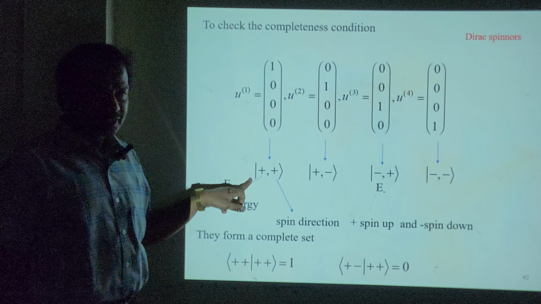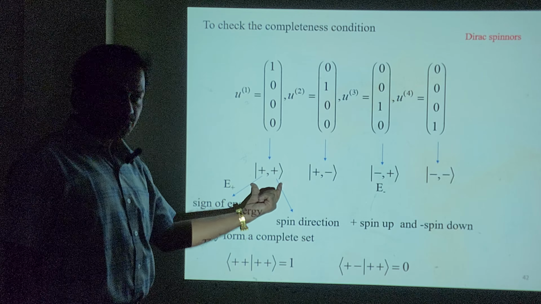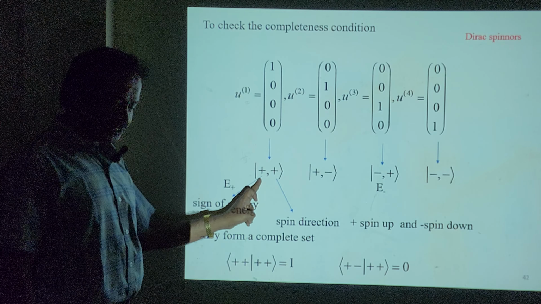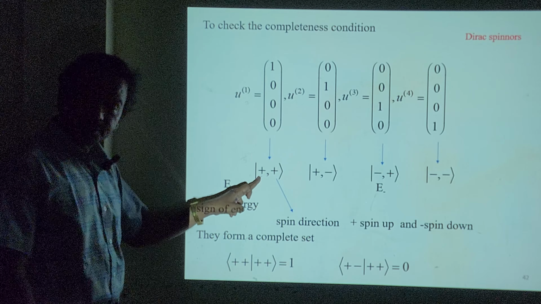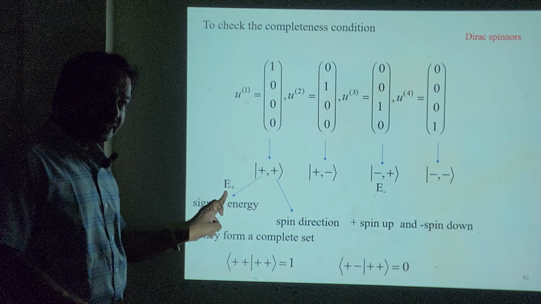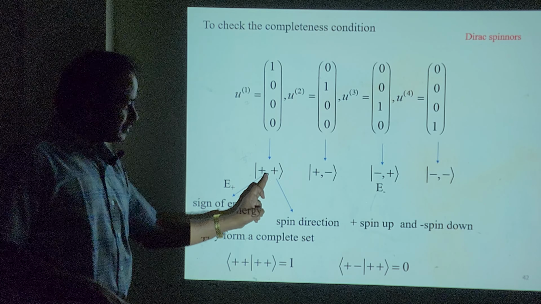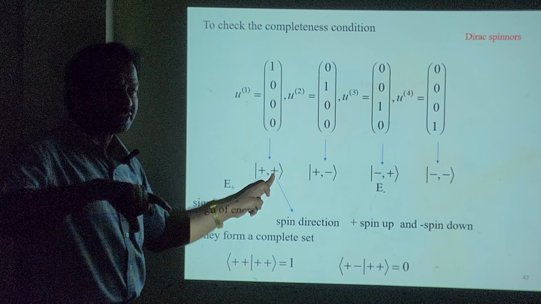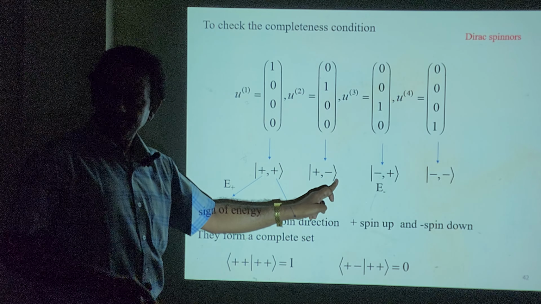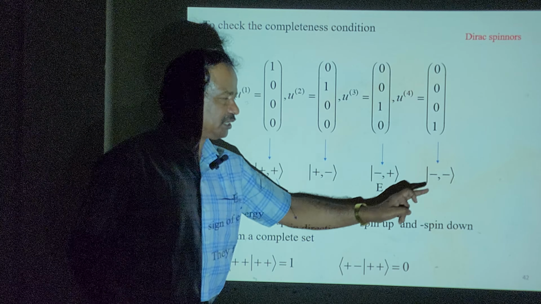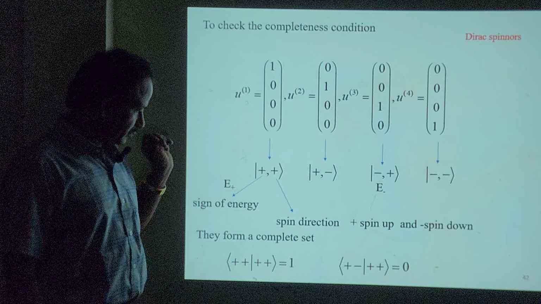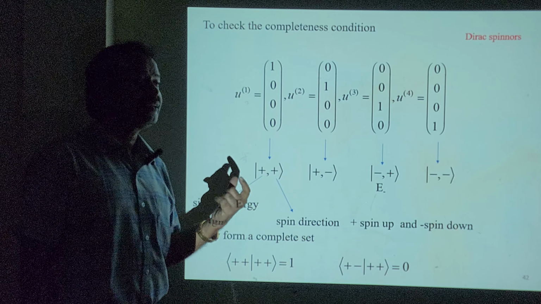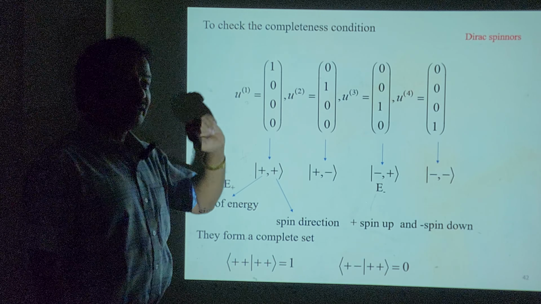I repeat, you have ket vectors. This can be represented as a ket vector for plus and plus. The first plus represents the sign of energy, E plus. The second one represents the spin direction, spin up or spin down. So we have four solutions. Now, as I said just now, they have to satisfy the normalization condition and completeness.